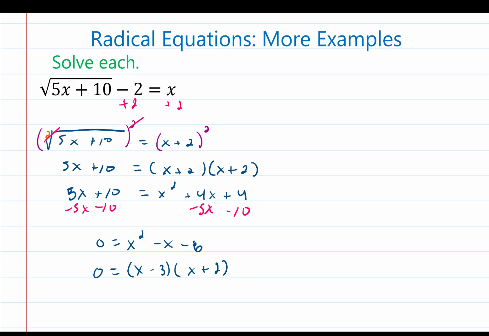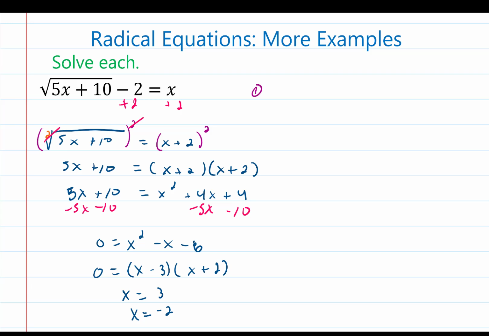Using the zero product property, I can then identify the two solutions as x equals 3 and x equals negative 2. Now we're not done yet, because anytime we have a radical equation with an even index, we really need to check our solutions, because it could be possible that one or both of these solutions does not satisfy the original equation. When that happens, that is called an extraneous solution.